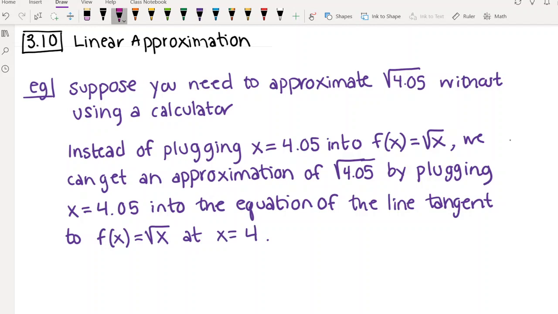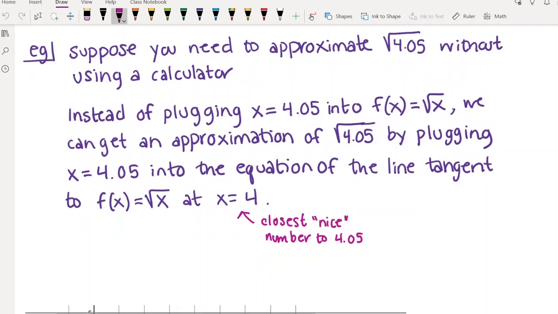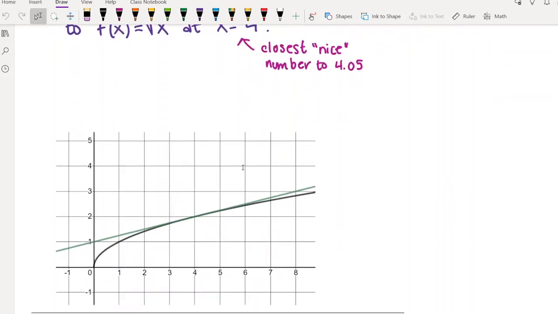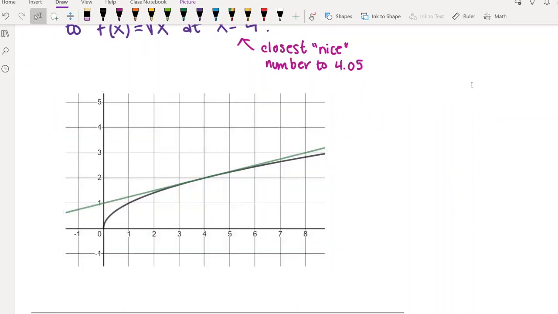So again, why x is equal to 4? This is basically the closest nice number to 4.05. So that's why we would choose to draw the tangent line at 4. Again, if we did the tangent line somewhere else that was further away, it wouldn't make a good approximation. So we want to make sure that we're choosing to make the tangent line close to the number that we're trying to plug into the original function. So here's the picture that I had up on Desmos, just for reference for your notes.